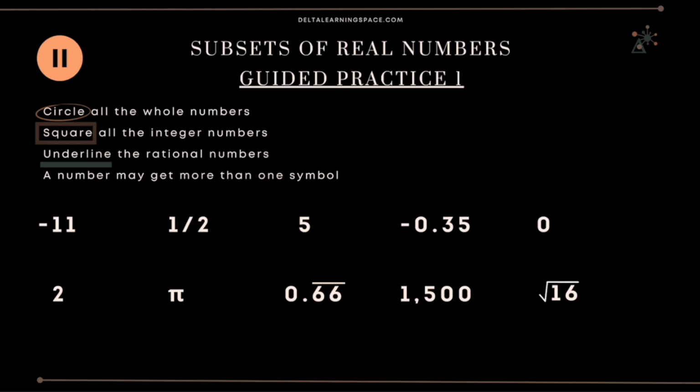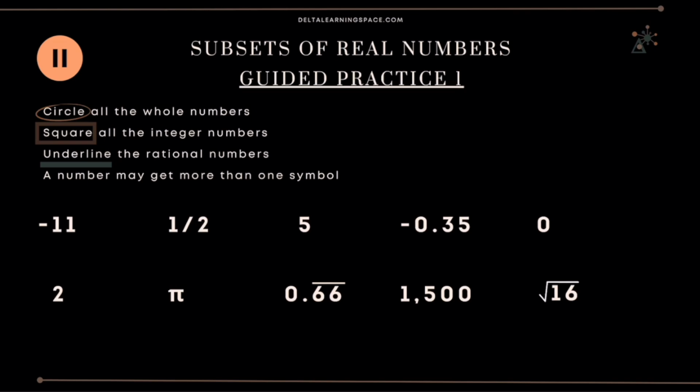Now let's do some guided practice. On your notes page, circle all of the whole numbers, square all the integer numbers, and underline the rational numbers. And note that a number may get more than one symbol. Now let's take a look at our answers.